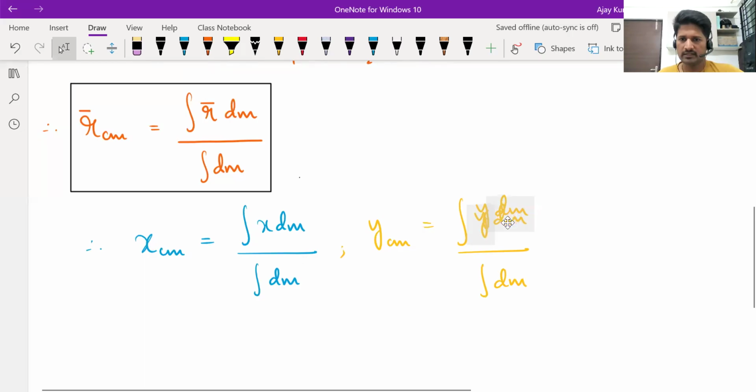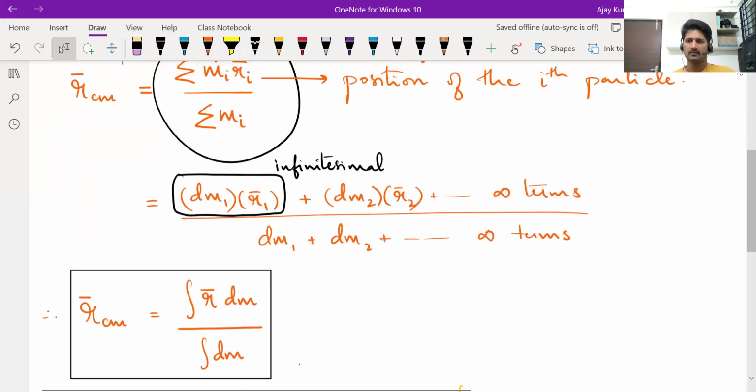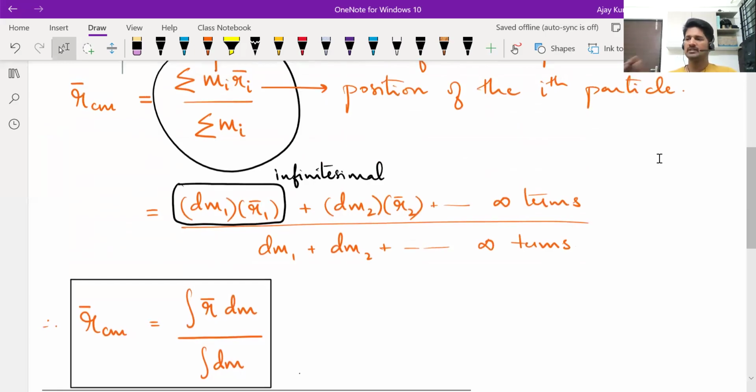Did you all understand how the summation formula changes to the integral formula? Summation is to be used when there are a finite number of particles, and that too, you know how much each term is. You should know the mass of each particle and the position of each particle. Then you can use the sigma symbol. But if there are an infinite number of terms and each term is so small you can't even express it, then you convert it to an integral. So mi changes to dm, ri changes to r. That's all. And sigma changes to integral.